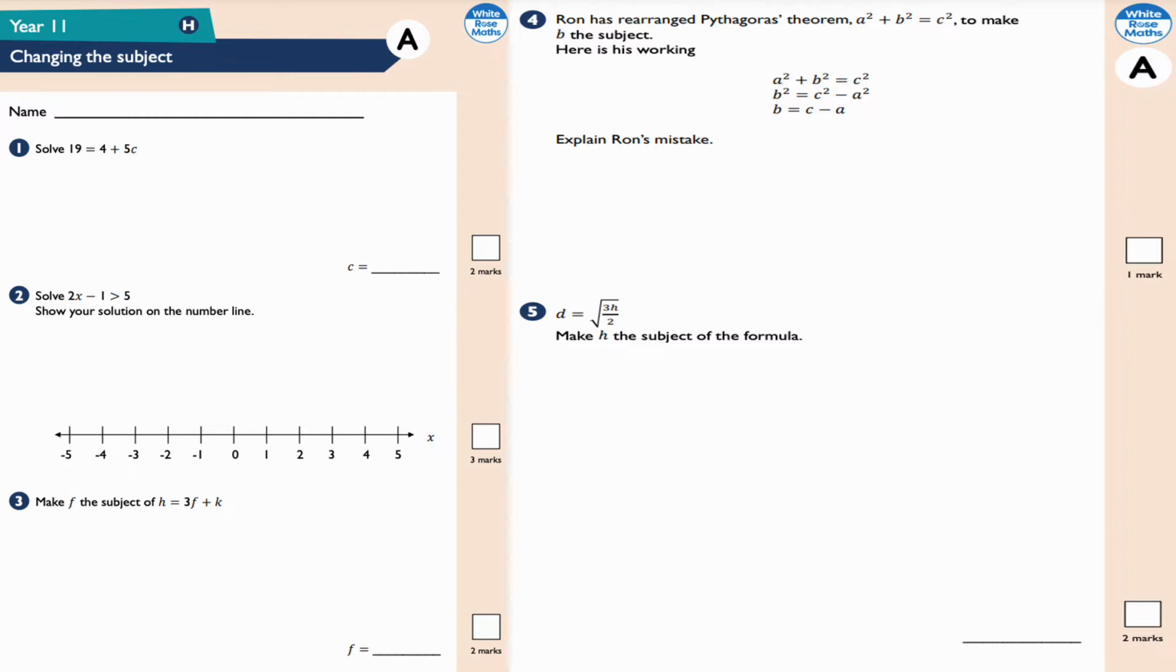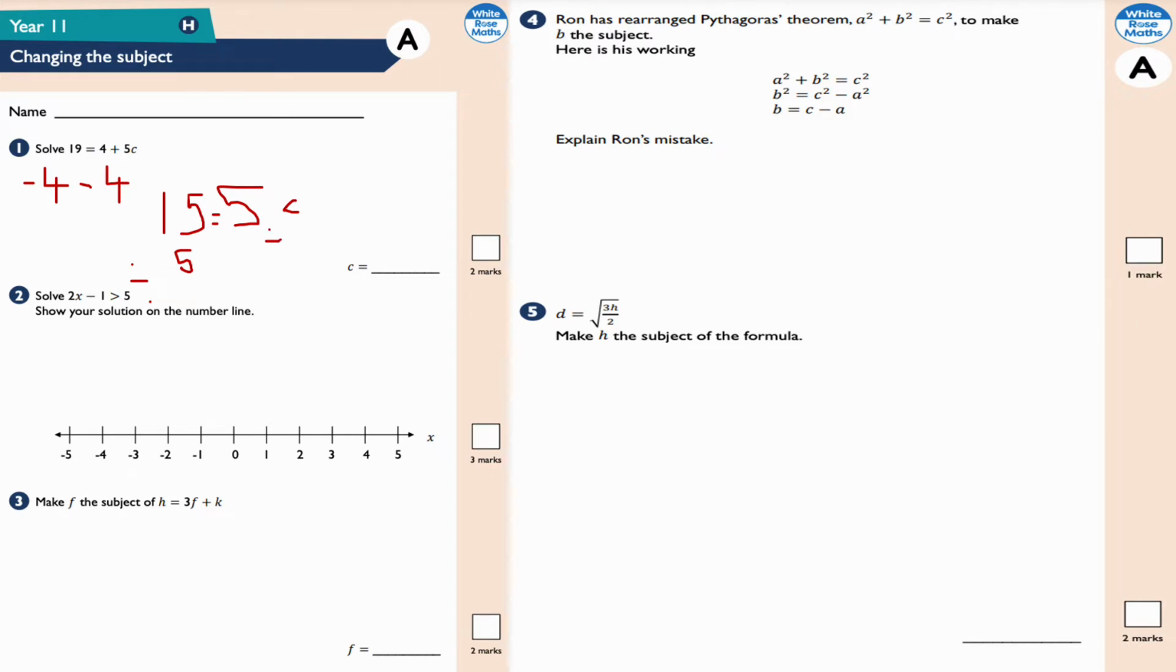Solve 19 equals 4 plus 5c. Well, if I take away 4 on both sides to balance the equation and to isolate the letter by itself, 19 take away 4 is 15. 15 is equal to 5c. Okay, 5c means 5 times c, so dividing both sides by 5 means that I isolate and get c by itself, okay?